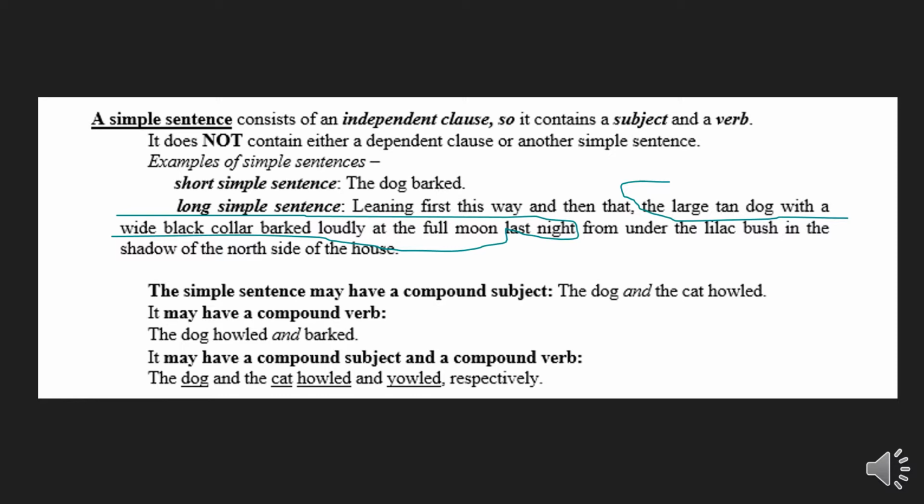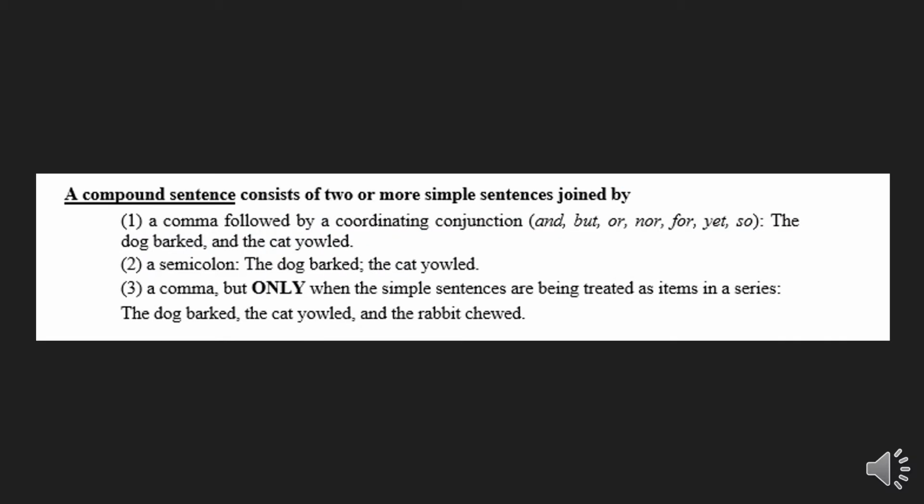So the most important thing to know about a simple sentence is that it's going to have a subject and a verb, and it's not going to contain a dependent clause, which we'll talk about later. So that's your first sentence type. This is the most basic type, and it's what many of you write with. Now let's talk about the compound sentence, because this is where I have seen you guys write run-on sentences.